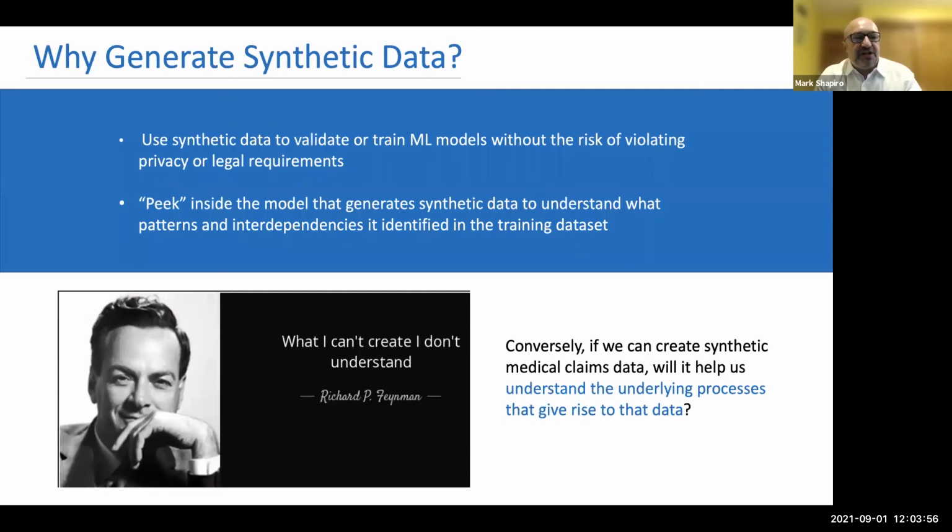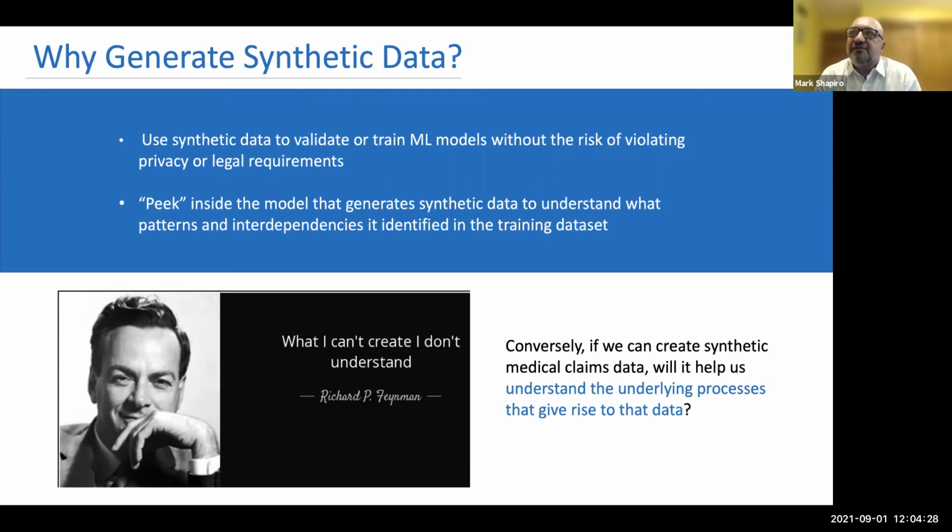So the first question is, why generate synthetic data? One obvious reason is that we can use synthetic data to validate or train machine learning models without the risk of violating privacy or legal requirements. Another, maybe even more ambitious reason is that if we can peek inside the model that generates synthetic data, we may be able to understand what patterns and interdependencies it identified in the training data set.